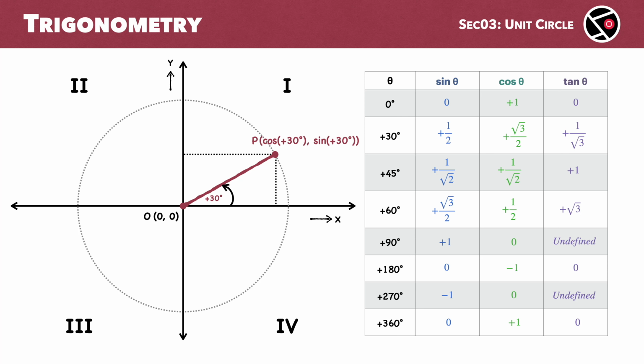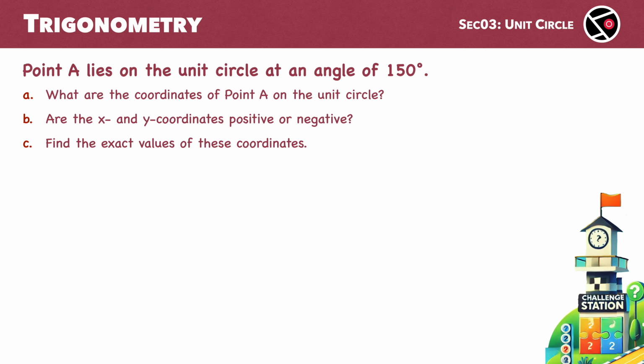With this, we have reached the final part of this section, the challenge station. Point A lies on the unit circle at an angle of 150 degrees. A. What are the coordinates of point A on the unit circle? B. Are the x and y coordinates positive or negative? C. Find the exact values of these coordinates. Please pause the video and give this problem a try.